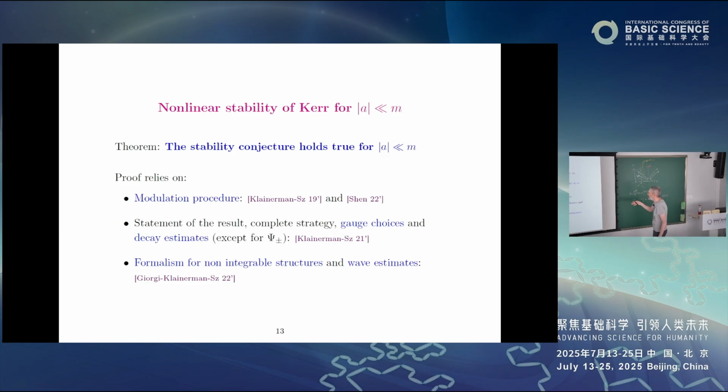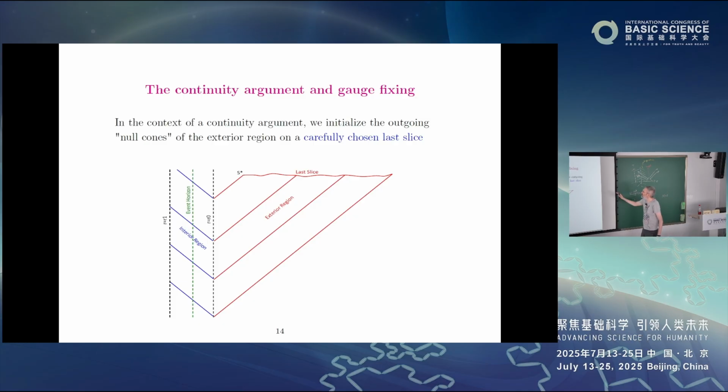Okay, so what I want to do from now on, although I don't have that much time, I want to talk a little bit about the proof of this problem. And let me maybe start by showing you on what regions we actually work.